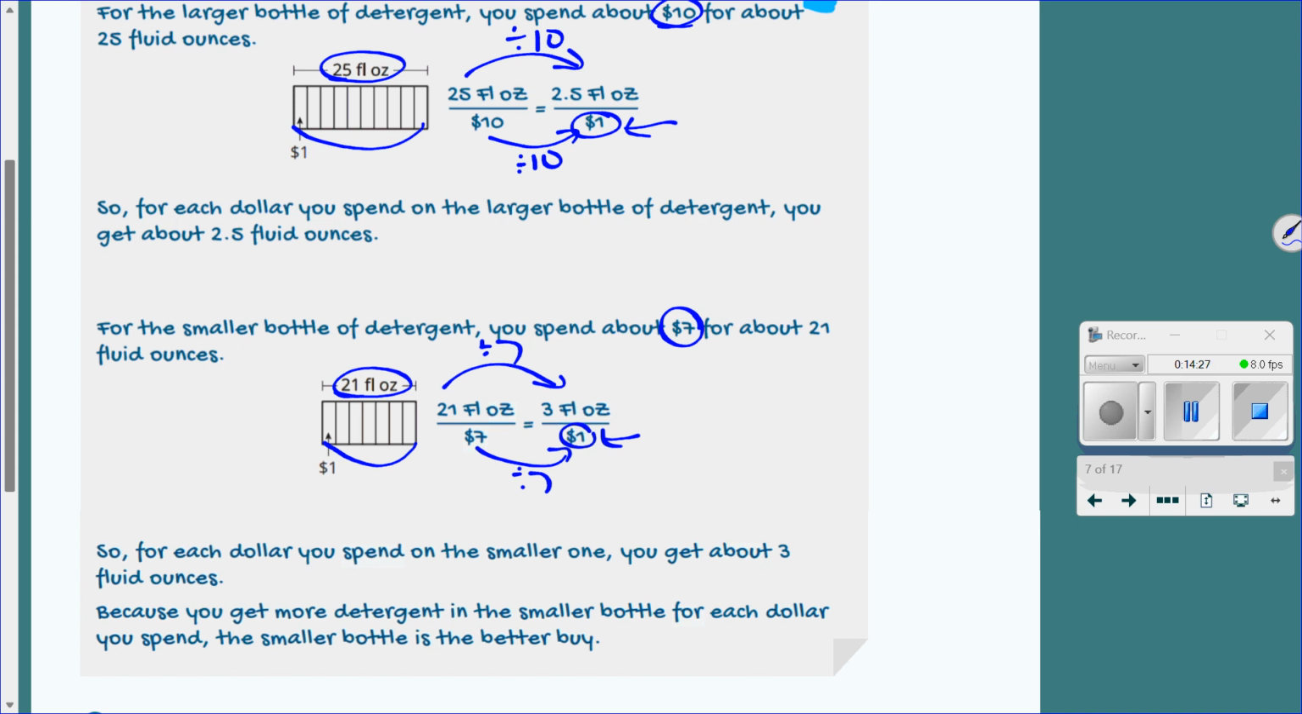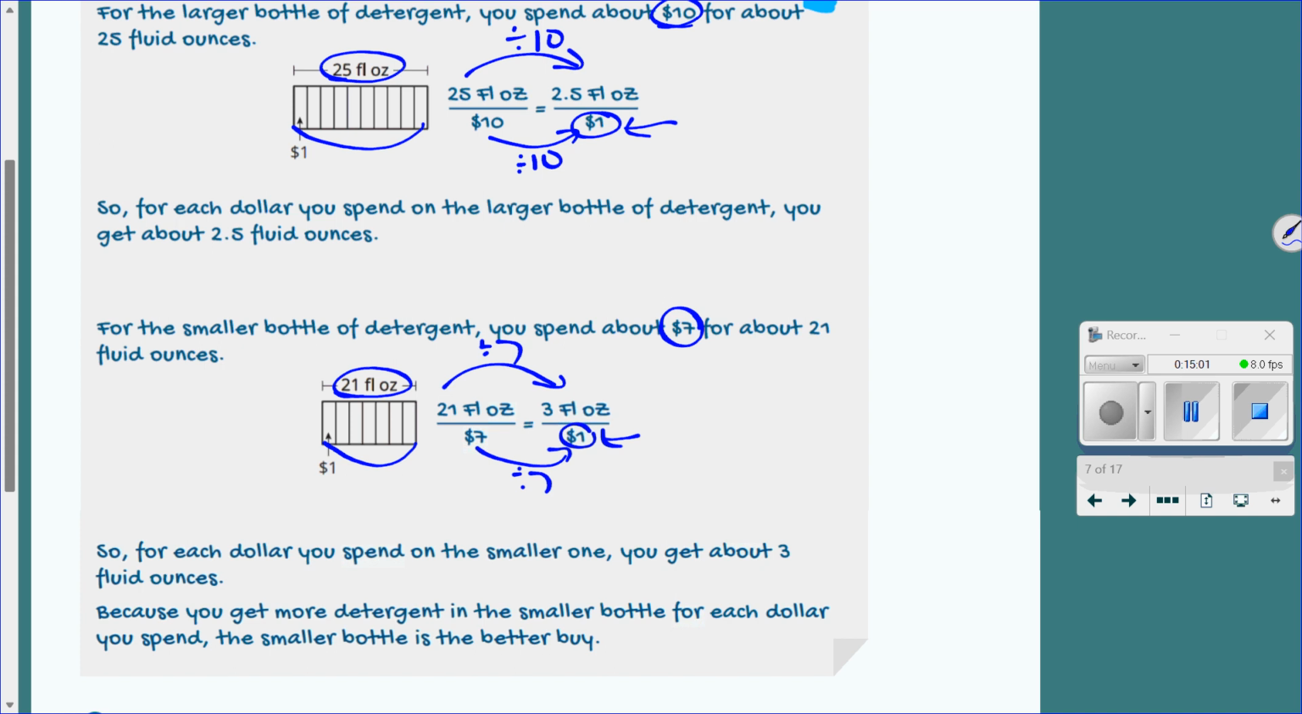Okay. Here's the big difference. Now he's saying, I'm getting 3 fluid ounces for $1 with the smaller bottle. The bigger bottle, I'm getting 2.5 fluid ounces for $1. So which one is the better deal? 3, because I'm getting more for the $1. Oh, okay. I just heard you say 1 at the bottom and then 2.5. You can check the video.